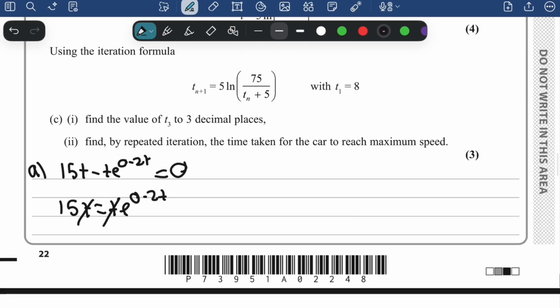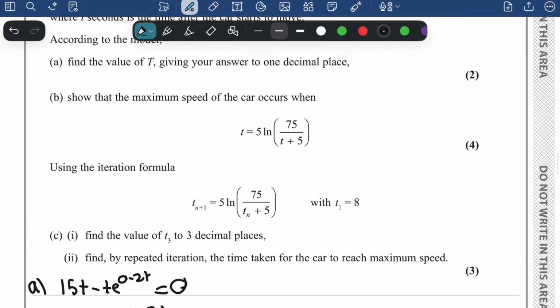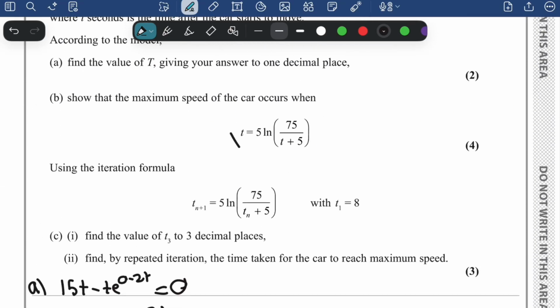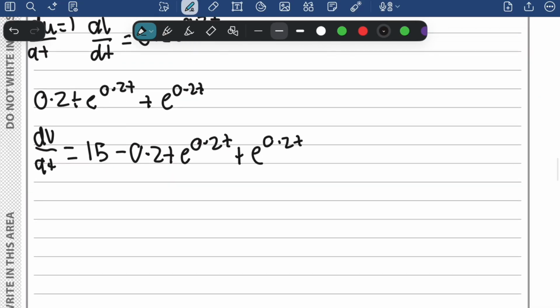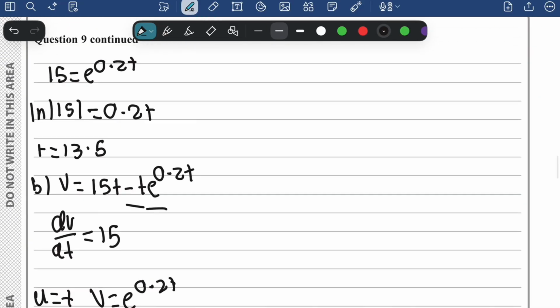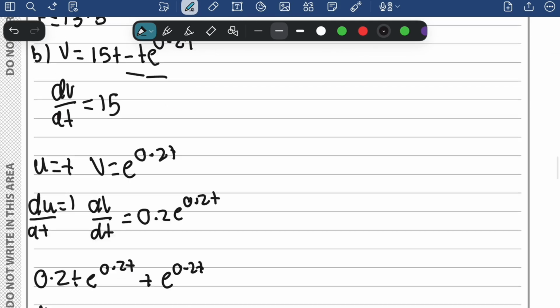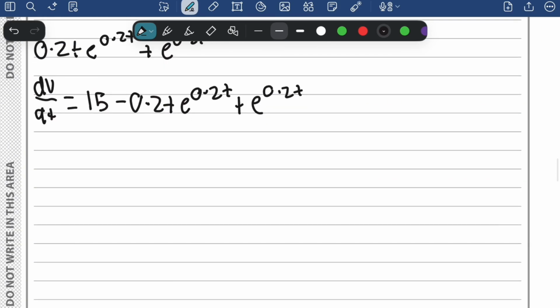So we found the equation for the maximum speed, right? But we noticed that it's been rearranged in terms of t. So what we're going to have to do is find a way to make this all in terms of t. Well, at the maximum point, right, dv by dt will equal 0. So that means we can just say 15 then equals 0.2t e to the 0.2t and e to the 0.2t.